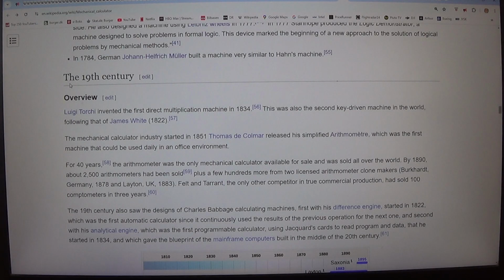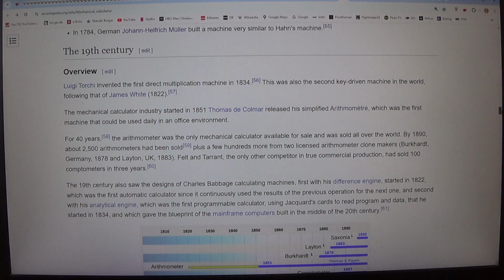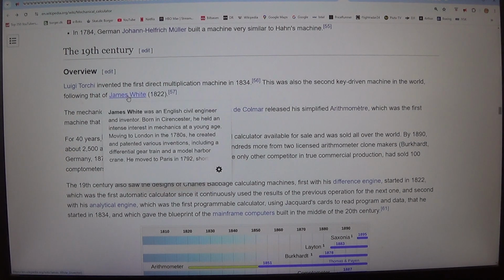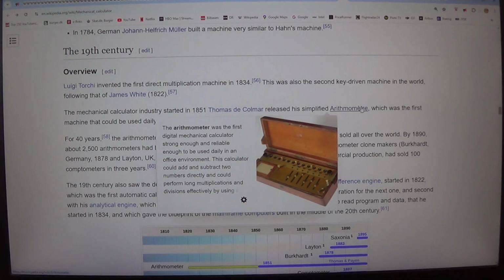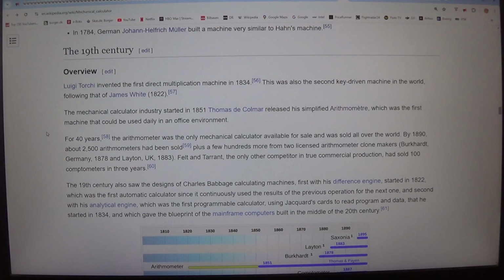The 19th century. Overview. Luigi Torchi invented the first direct multiplication machine in 1834. This was also the second key-driven machine in the world, following that of James White, 1822. The mechanical calculator industry started in 1851. Thomas de Colmar released his simplified arithmometer, which was the first machine that could be used daily in an office environment.